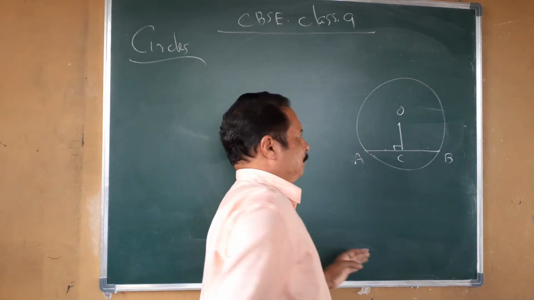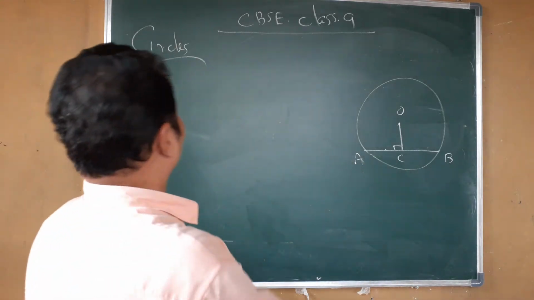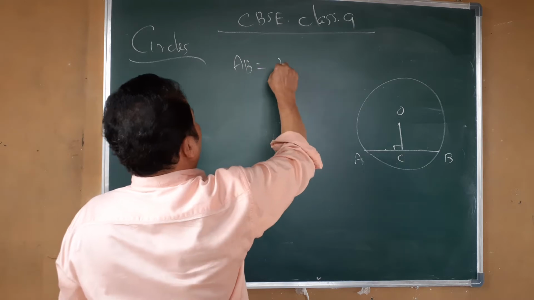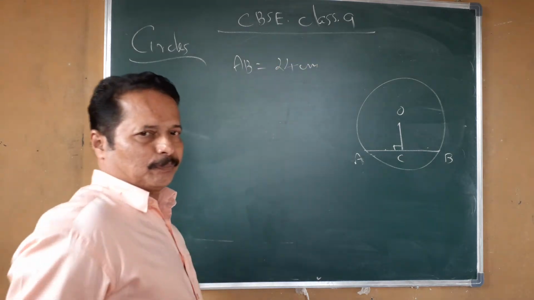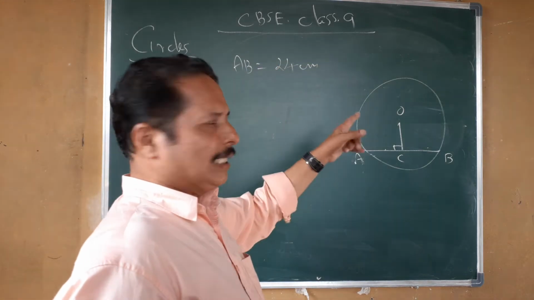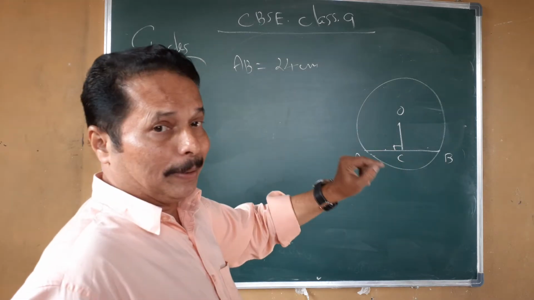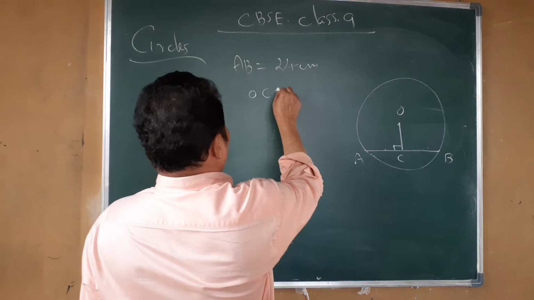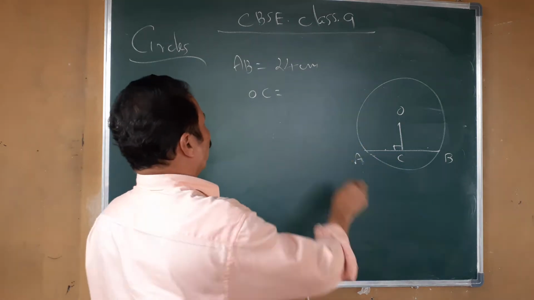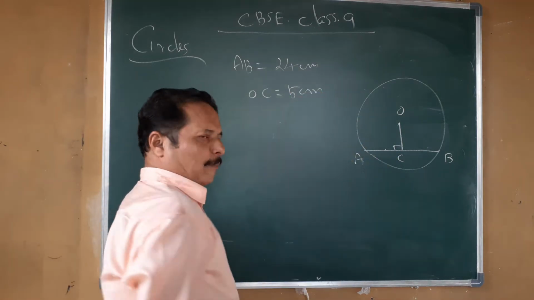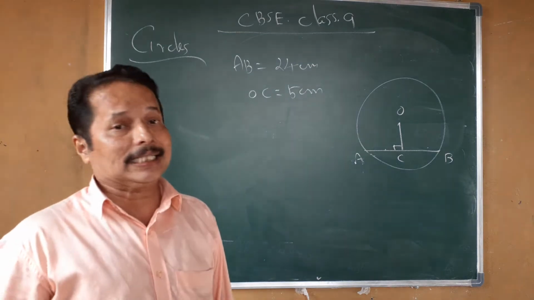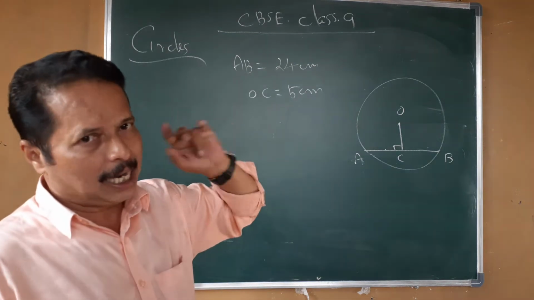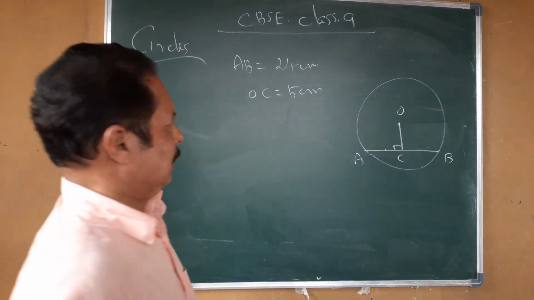Now in the figure, AB is a chord of length 24 centimeters. O is the center of the circle, AB is a chord of length 24 centimeter, and OC is perpendicular, OC is equal to 5 centimeter. Find the radius of the circle, that's our question.